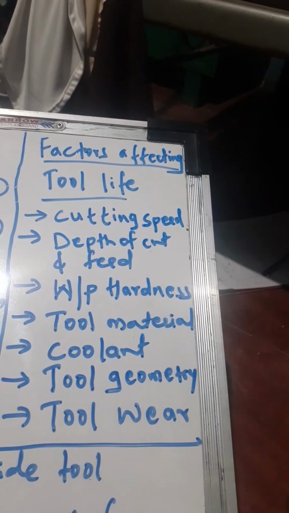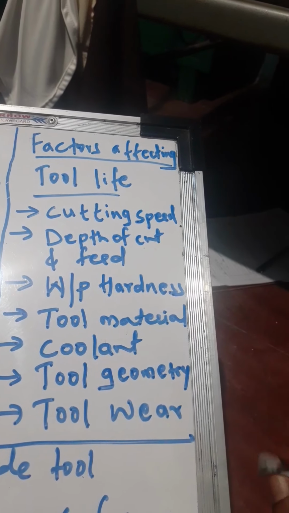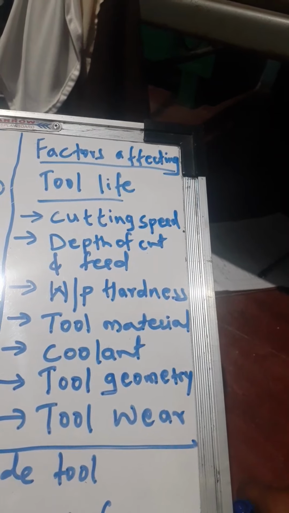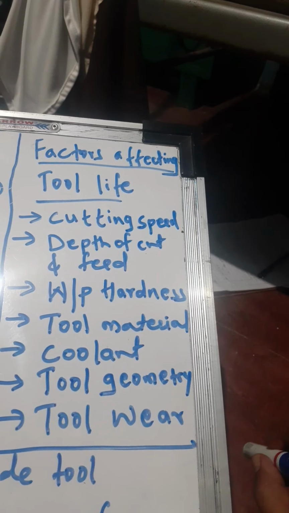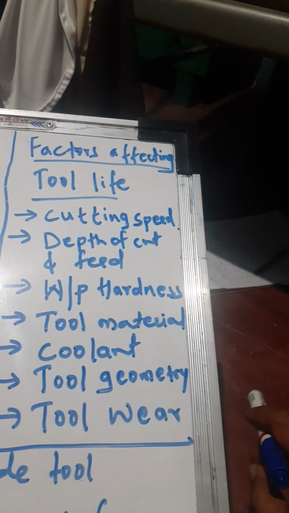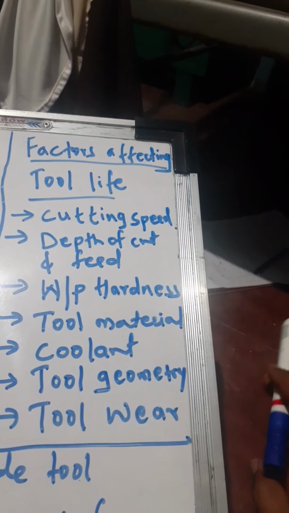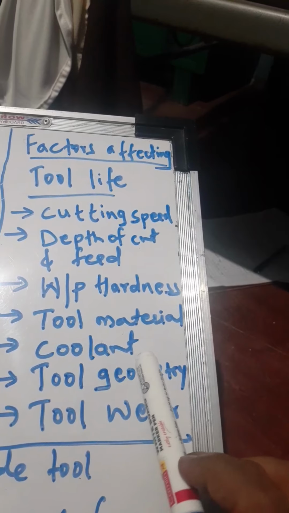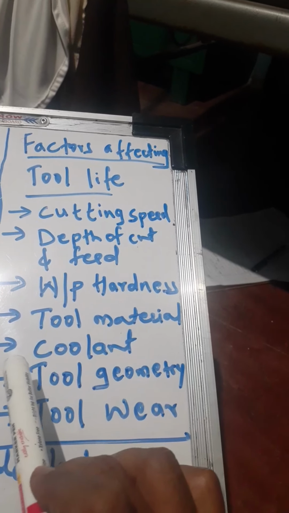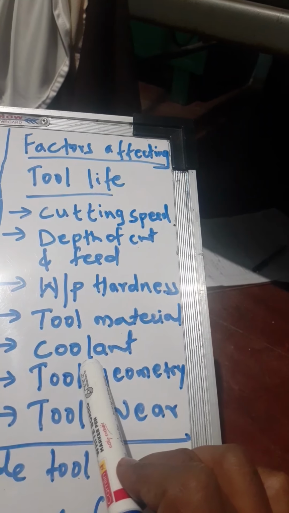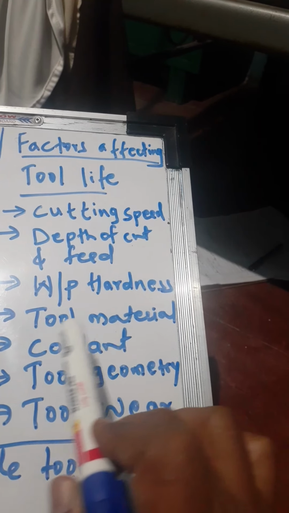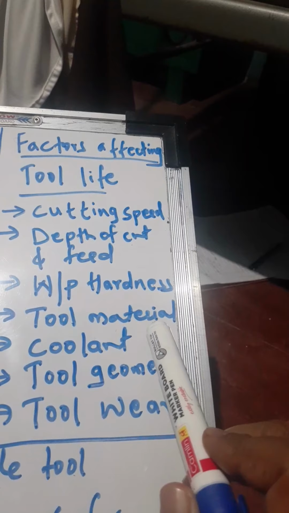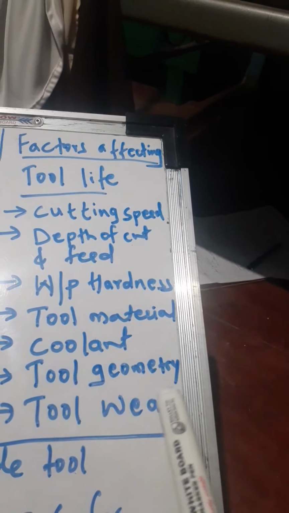Tool material: what type of tool material we use to cut a specific workpiece material plays a very important role in controlling the tool life. Type of coolant: for the particular cutting or machining operation you are performing, you have to see which type of coolant is suitable.